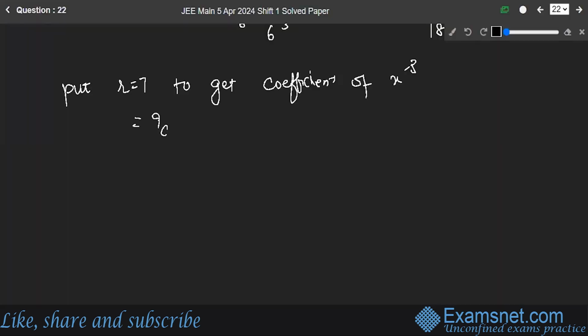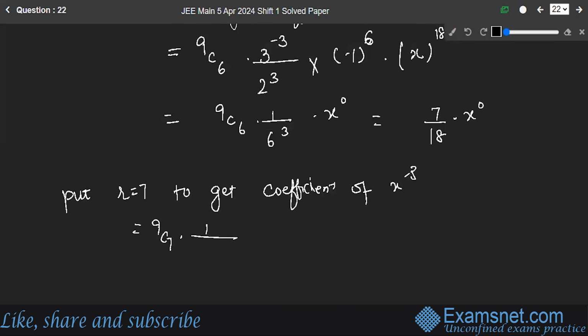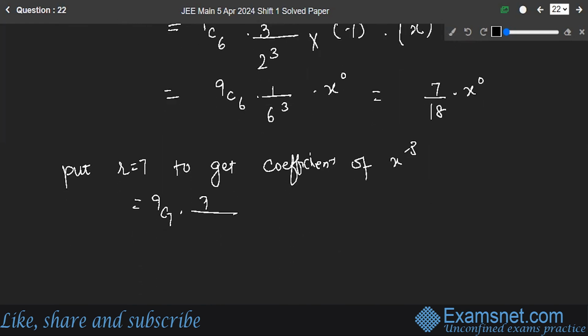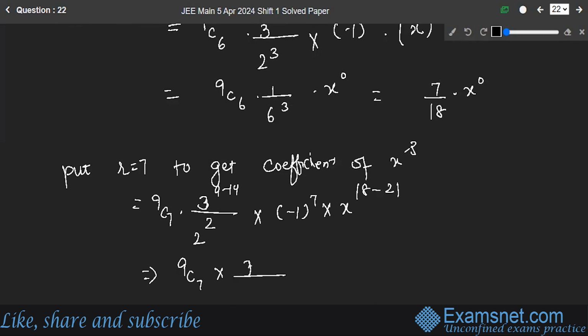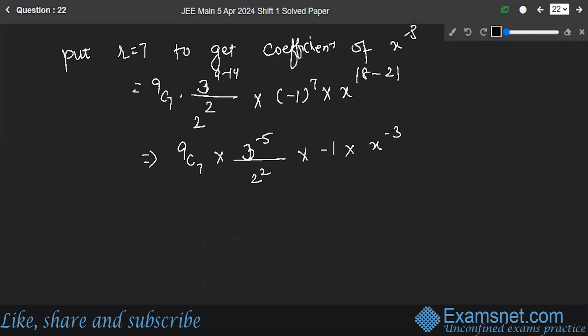This will be equal to 9c7 into 1 upon 3 upon, it was 9 minus 2r. So 9 minus 14, 2 power 2 into minus 1 raised to power 7 into x raised to power 18 minus 21. This is 9c7 multiply 1 upon 3 upon minus 5 on this into minus 1 into x raised to power minus 3. On solving this, the whole thing, you will get the answer as minus 1 by 27 into x raised to power minus 23.